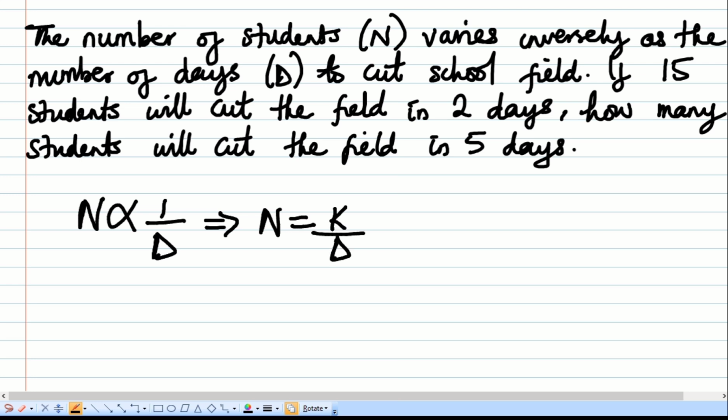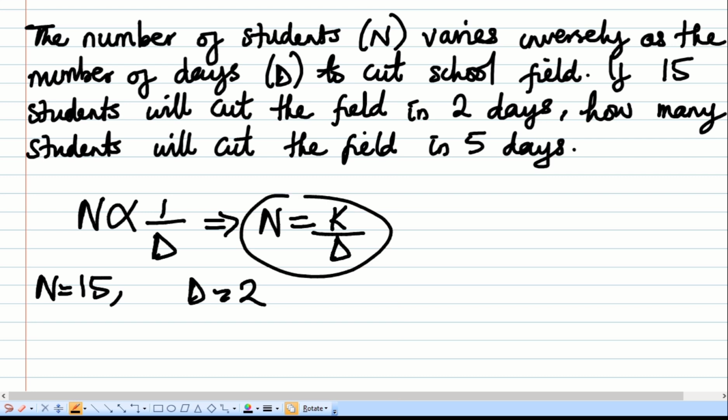Okay, to cut the school field, they say if 15 students, so n is 15 here. So when n is 15, if 15 students will cut the field in 2 days, so you see that d will be 2 days. Alright, so remember I told you the first values is to solve the constant. So let's find the constant. So from this place, we have n is equal to k over d. So n is 15 now, is equal to the constant k over d is 2. So just cross multiply. K will be equal to 15 times 2, which is 30.